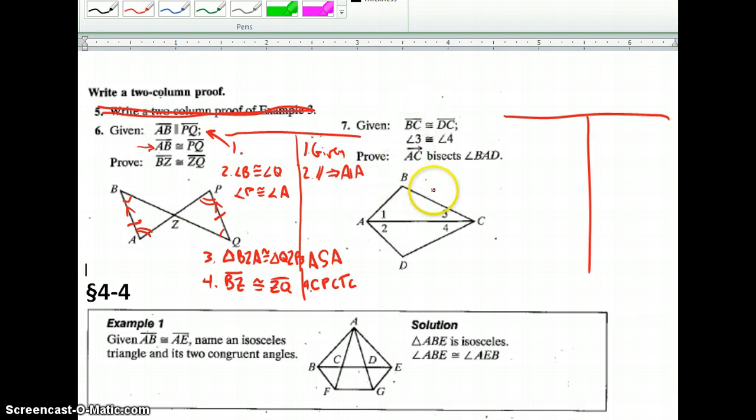Okay, BC is congruent to DC. That stuff is given. And angle 3 is congruent to angle 4. So I'm supposed to, whoa, AC is a bisector.